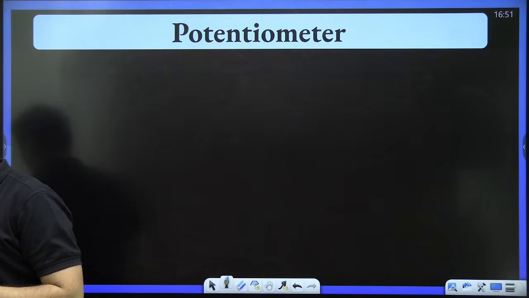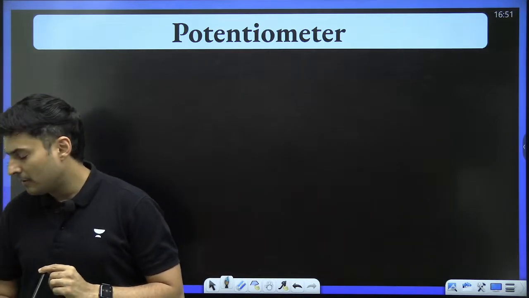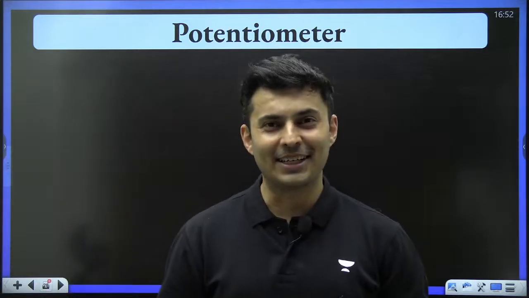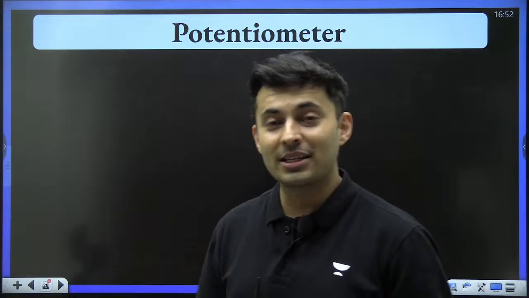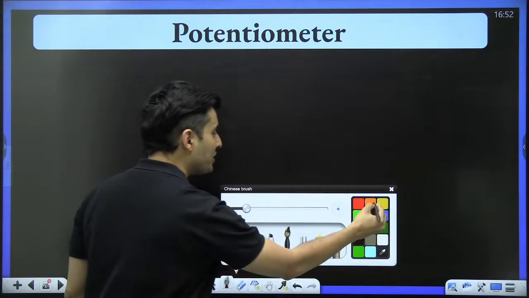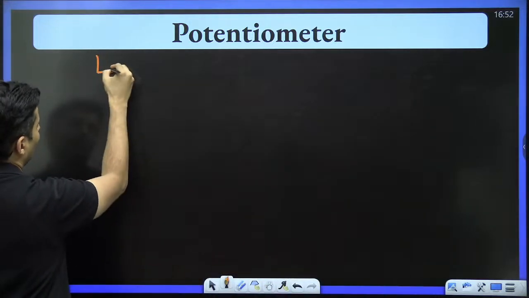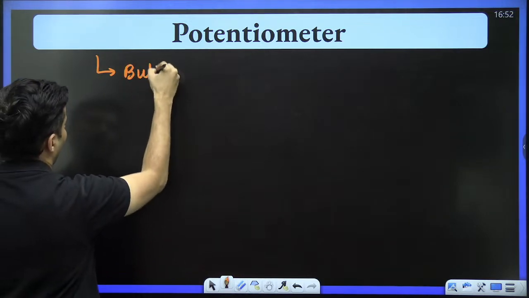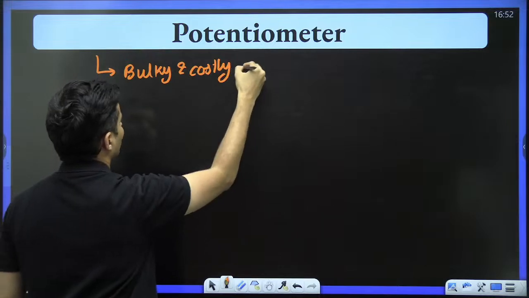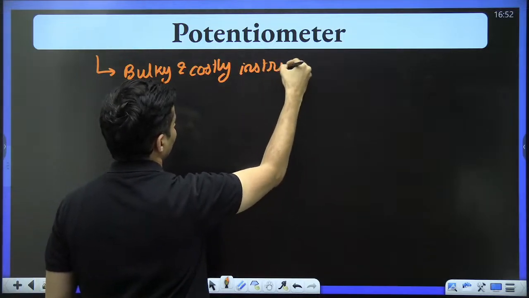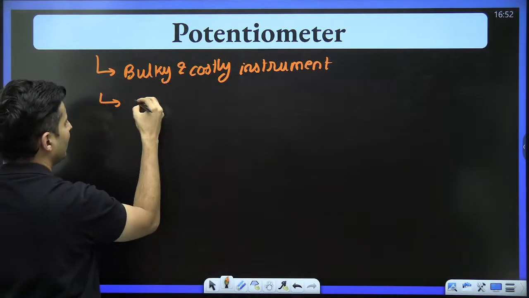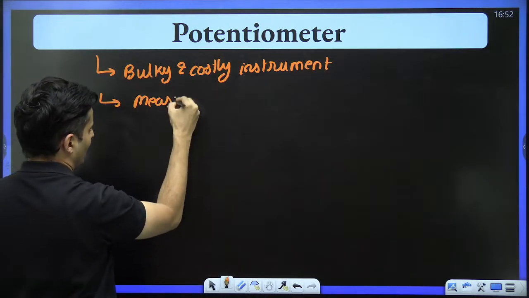Hello GLG Slavan. Now potentiometer. Potentiometer is a very interesting device, because it can be used in different ways to measure different things. So a potentiometer is more likely a bulky and costly instrument, and also the measurement is tedious.